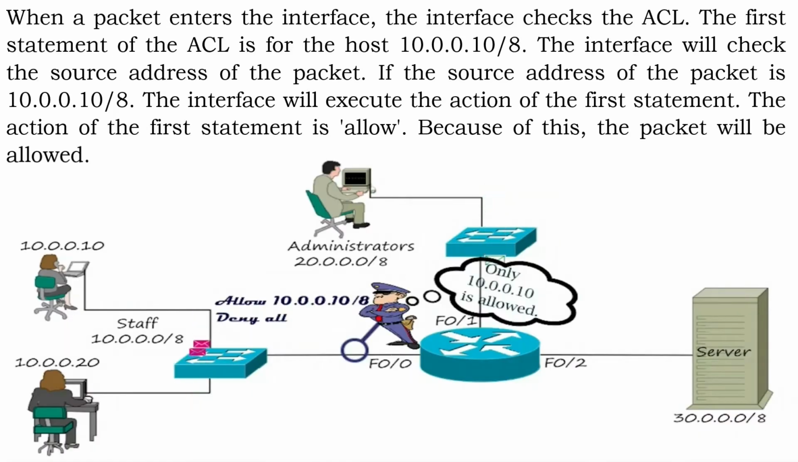When a packet enters, the interface checks the ACL. The first statement of the ACL is for the host 10.0.0.10/8. The interface will check the source address of the packet. If the source address of the packet is 10.0.0.10/8, the interface will execute the action of the first statement. The action of the first statement is allow. Because of this, the packet will be allowed.